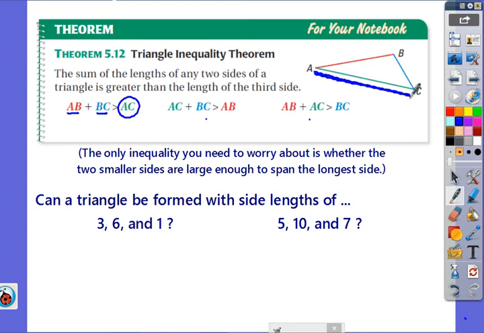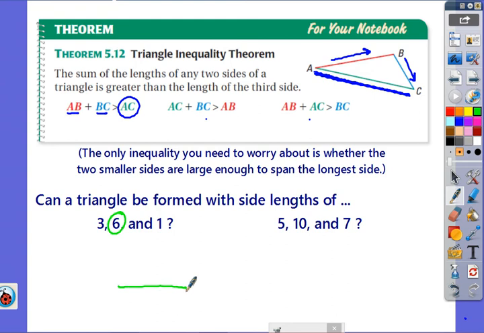You want to make sure that the longest one can be surpassed, in a way, by the other two. So here's an example. Here's what you're going to have to do for homework. If you had a 3-foot, a 6-foot, and a 1-foot board, are you going to be able to make a triangle? What I like to do is think about that biggest one.